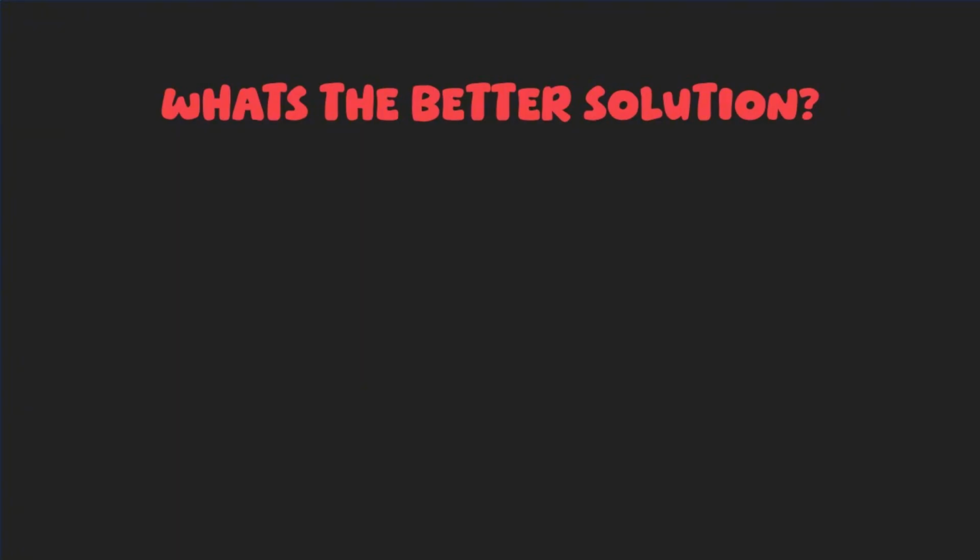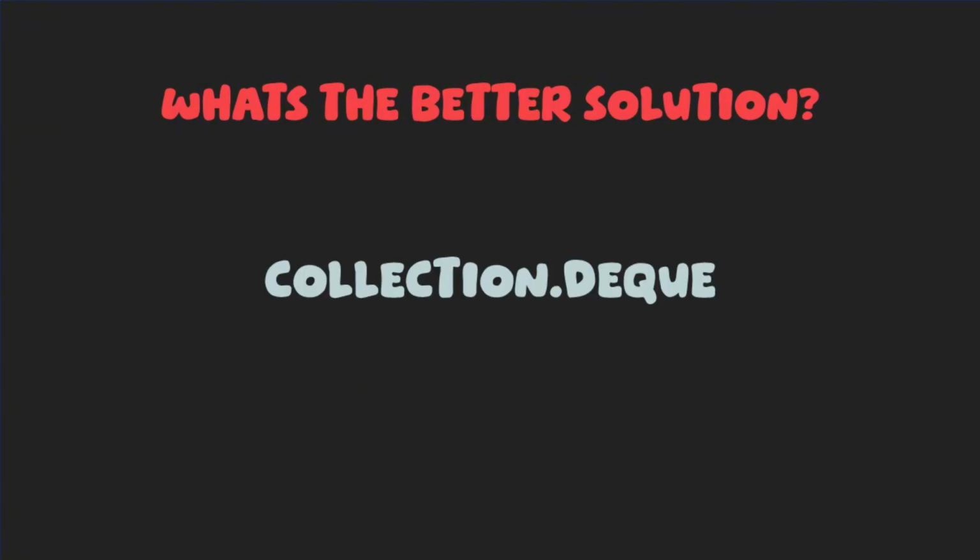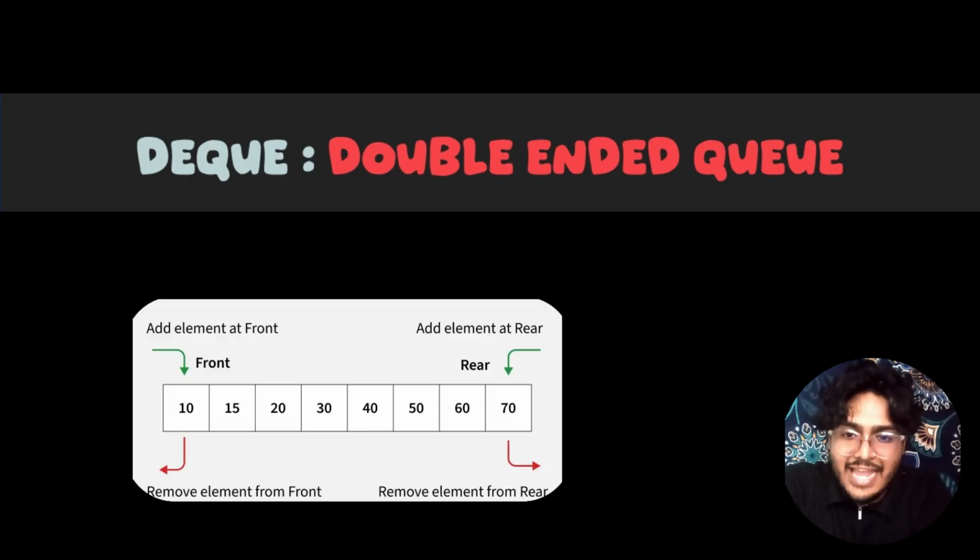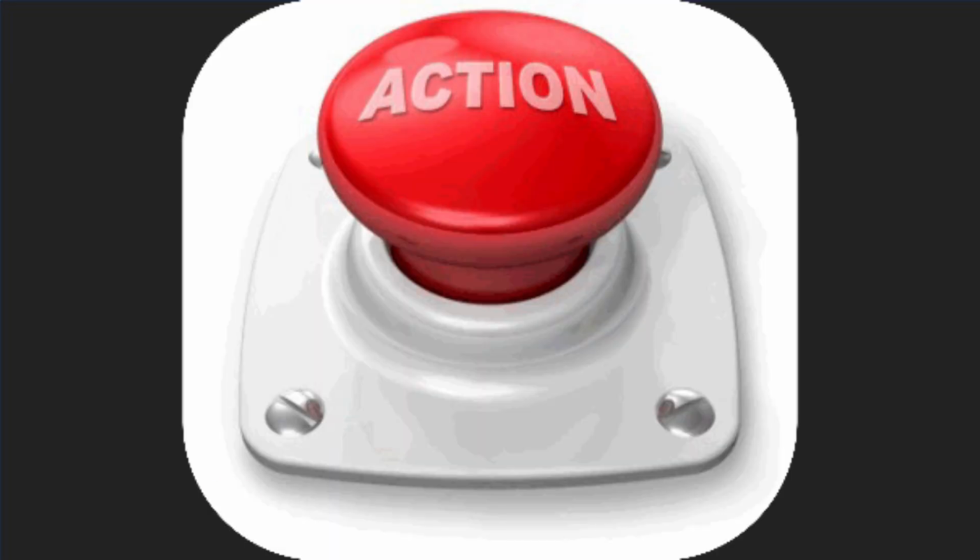So, if the list-based queue has performance issues, what's a better solution in Python? The answer is the deque object from the collections module. Deque stands for double-ended queue. It's a specialized data structure designed for fast appends and pops from both ends. Let's see it in action.